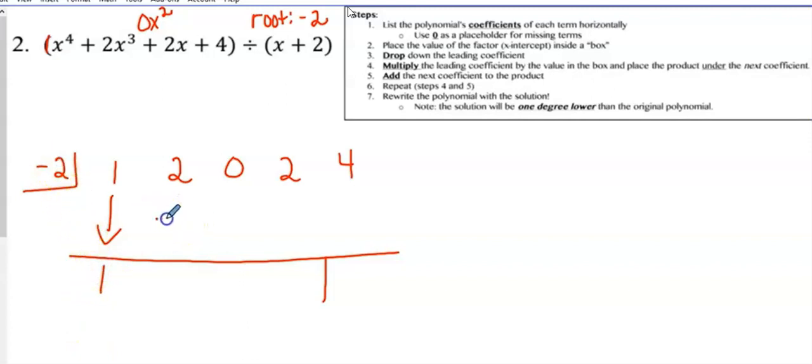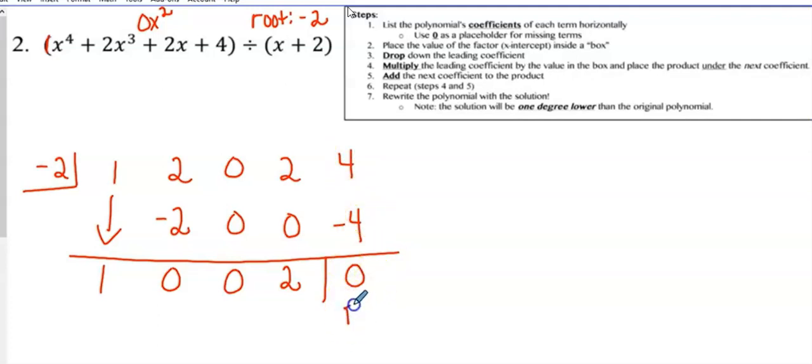-2 times 1 is -2. Well, 2 and -2 is 0. -2 times 0 is 0. 0 and 0 is 0. -2 times 0 is 0. 2 and 0 is 2. -2 and 2 is -4. 4 and -4 is 0.